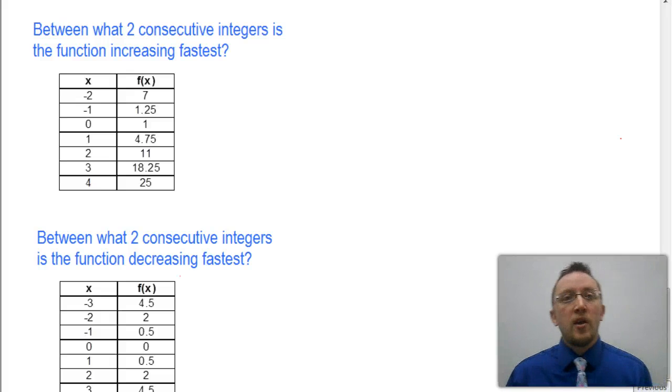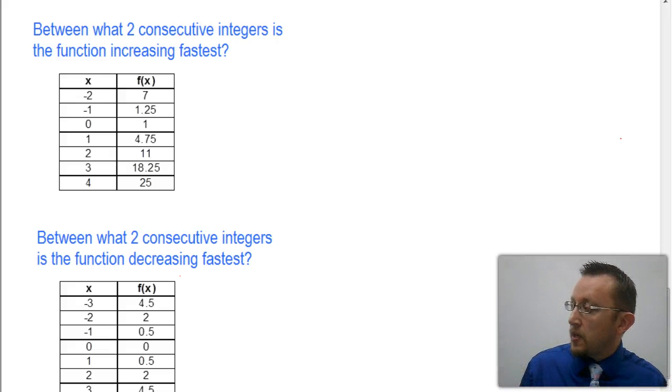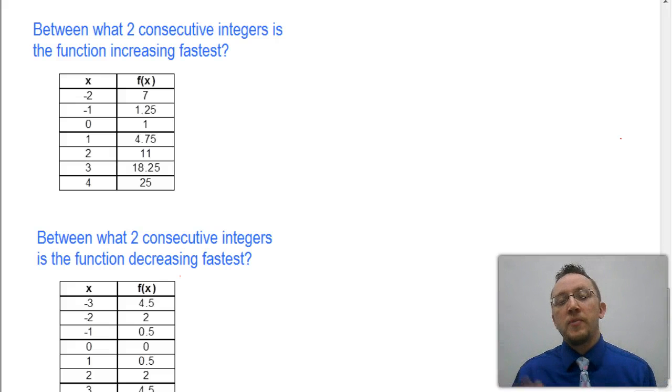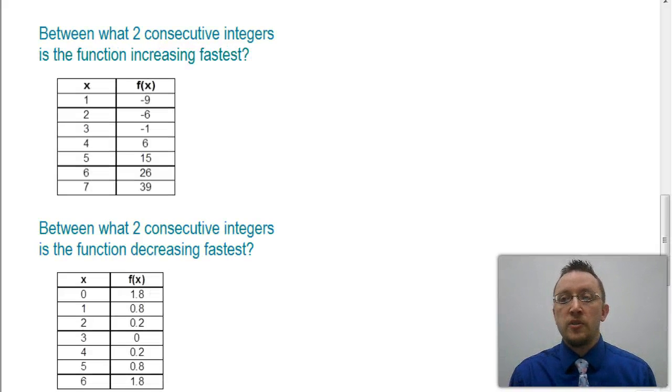In that first one, they're asking us between which two consecutive integers a function is increasing the fastest. In the second one down here, we want to figure out between what two consecutive integers the table is decreasing the fastest. Well, in order for us to figure out where it's increasing or decreasing, we need to understand this concept of the rate of change, or the slope.